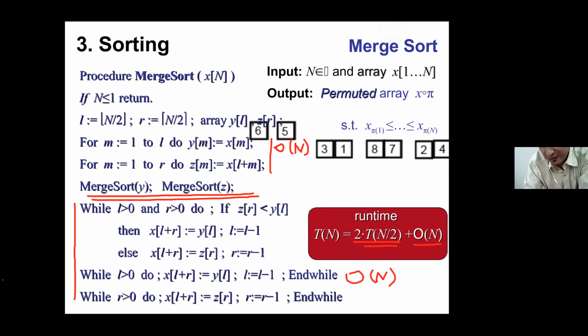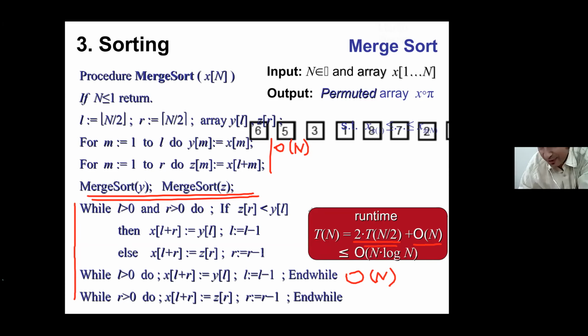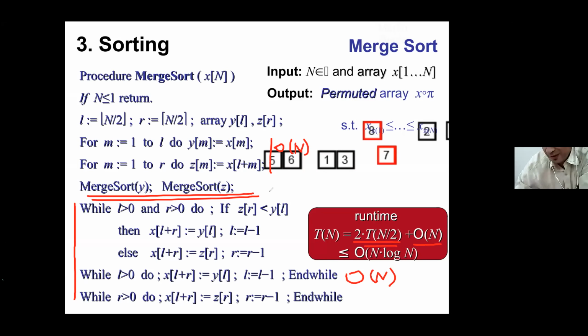Now you have an equation that you can put into the master theorem, and the master theorem tells you that this function is n times log n. So the complexity of this algorithm is n log n.